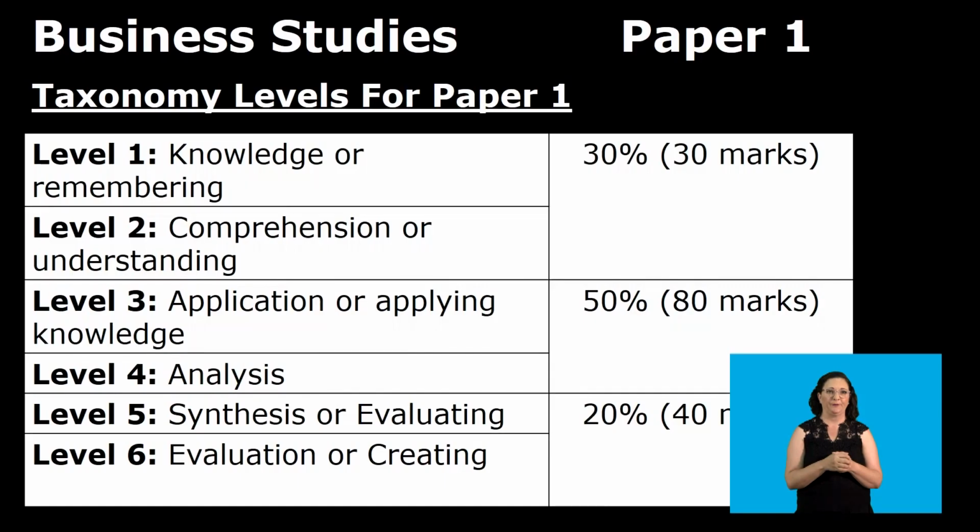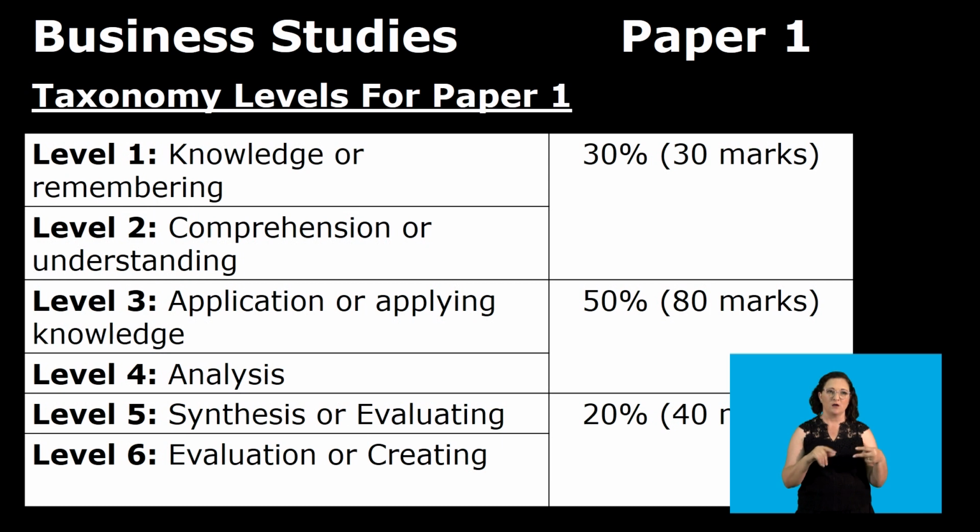We are just now recapping and wrapping up our Business Studies Paper 1 exam. So this is an exam prep. As you know, you are writing out of 150. So we're starting off with our taxonomy levels. For Paper 1, what do we have?